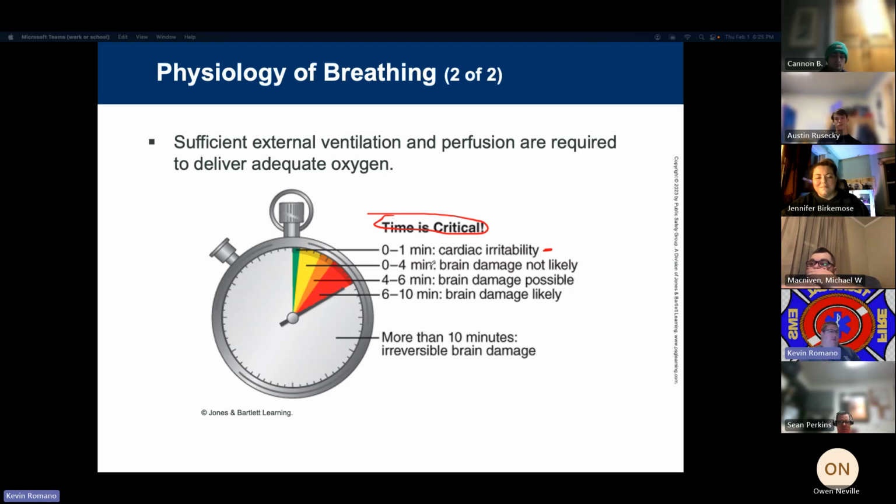But 0 to 4 minutes, brain damage, not likely at this point. But again, now your heart's getting even more upset. For 4 to 6 minutes, brain damage is now possible. 6 to 10 minutes, brain damage likely. If you're without oxygen for more than 10 minutes, irreversible brain damage. 10 minutes is not a long time. So how important is it to manage that airway when you get on scene?